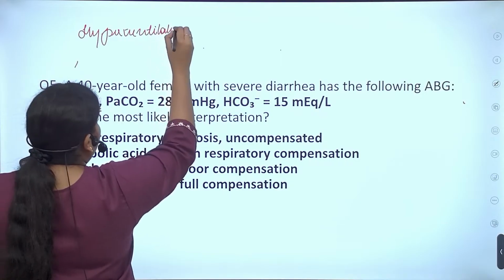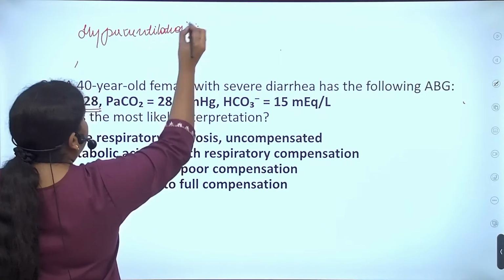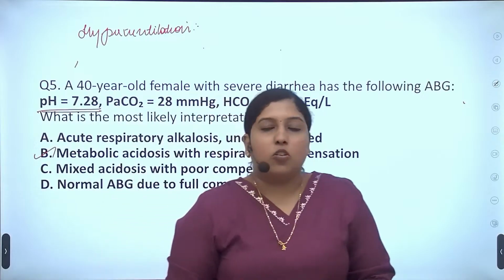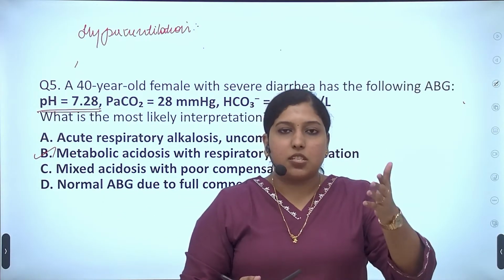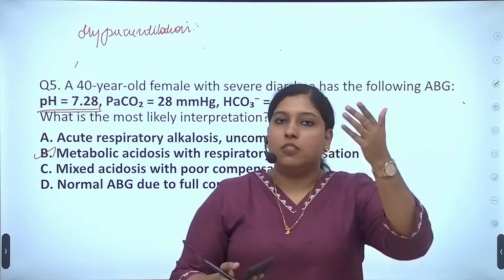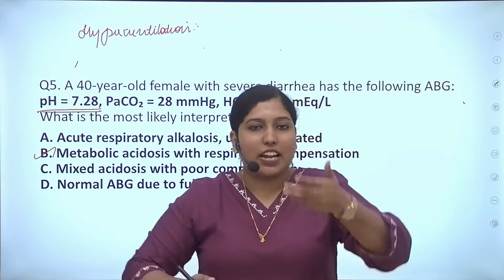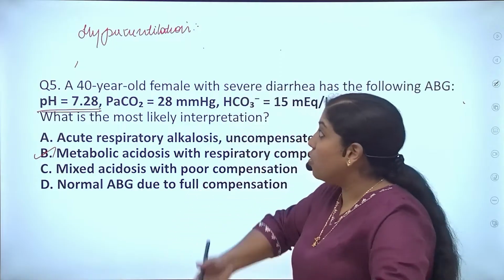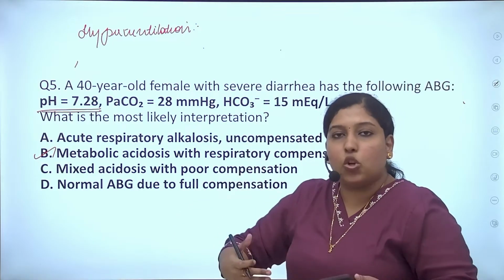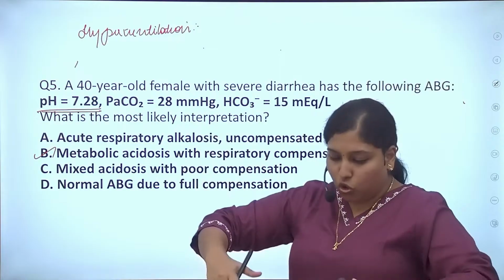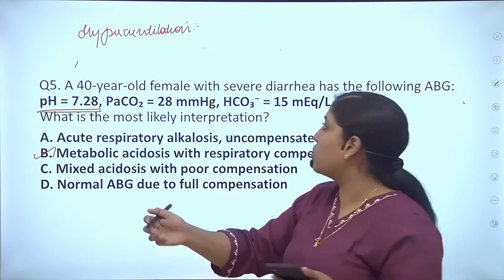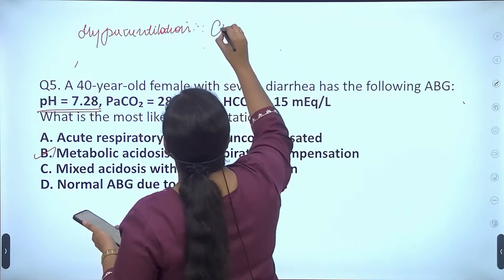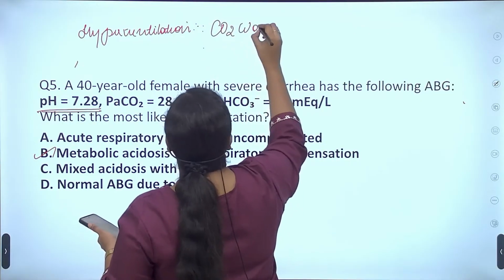Hyperventilation. So what is meant by hyperventilation? Normal ventilation is normally you inhale and exhale. Hyperventilation is rapid, like that you are doing a rapid ventilation. When you do rapid ventilation, the CO2 will be washing out. You will be expelling and exhaling more CO2 outside, which is going to cause CO2 washout.